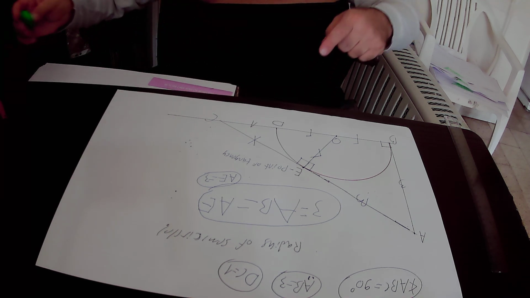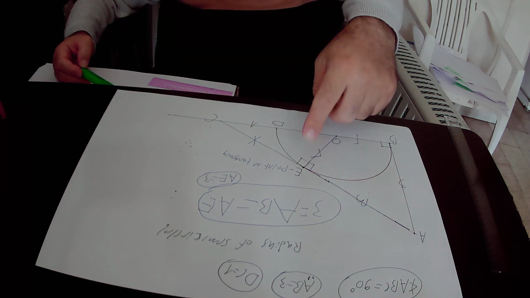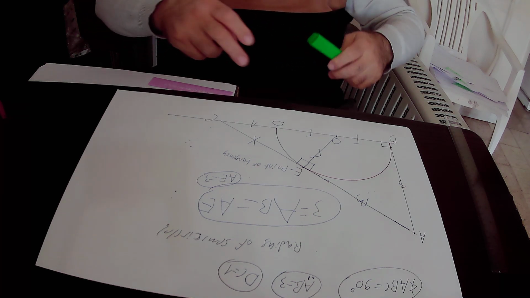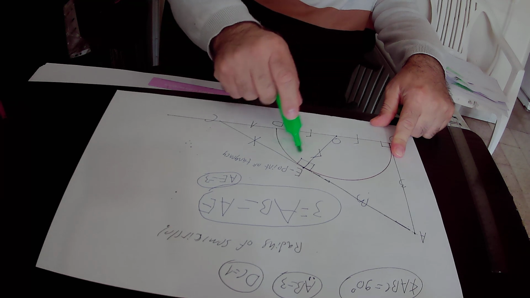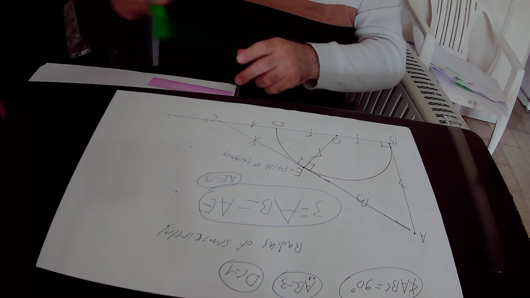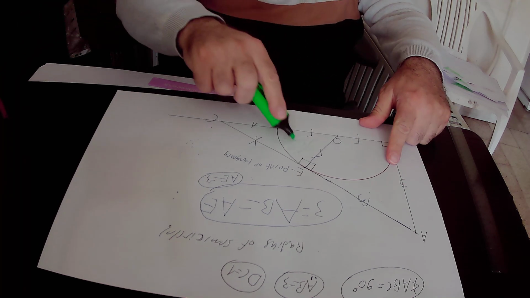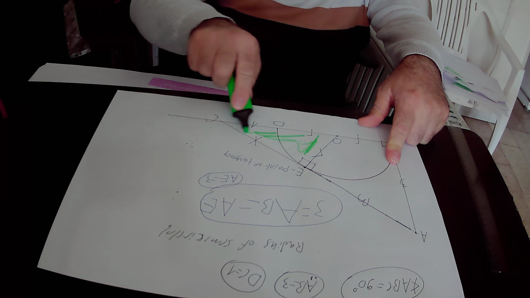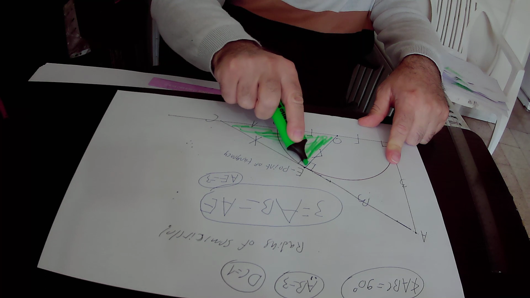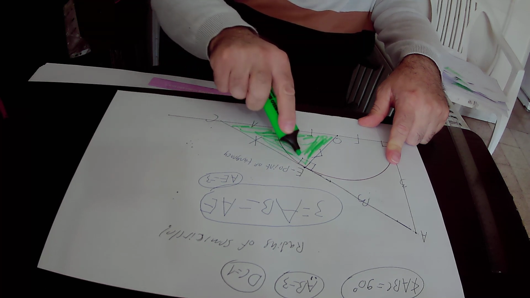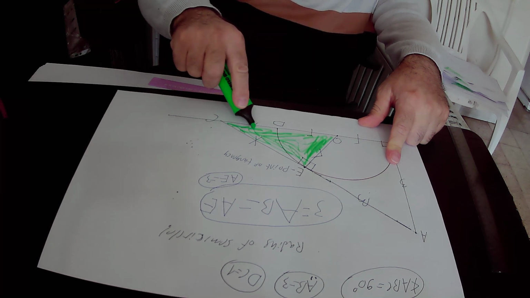And because angle OEC equals 90 degrees, triangle OEC is a right triangle because it has one angle that equals 90 degrees. So the green triangle OEC is a right triangle. So we will focus on the right green triangle OEC. Okay?